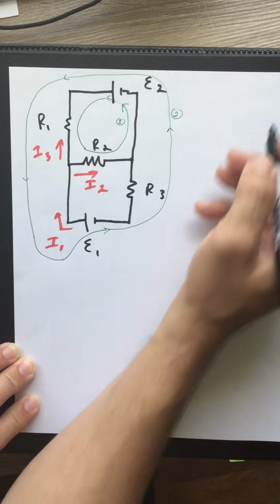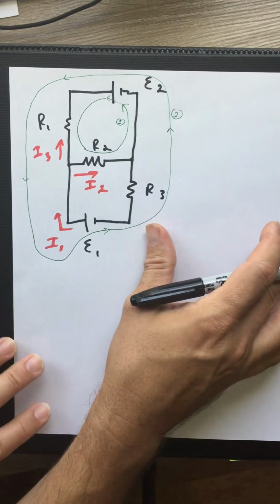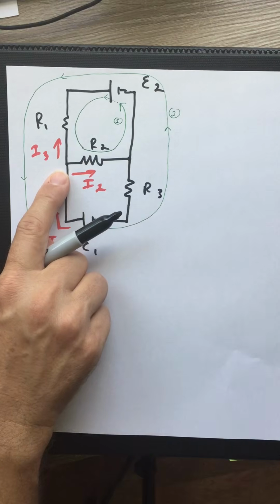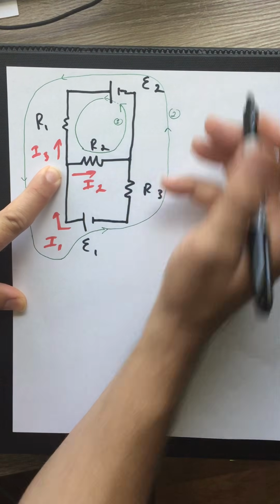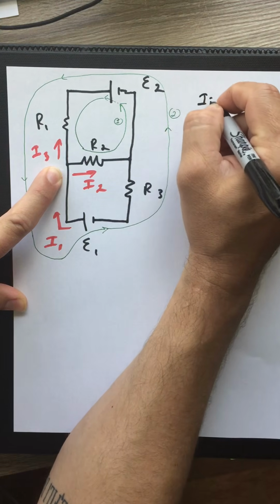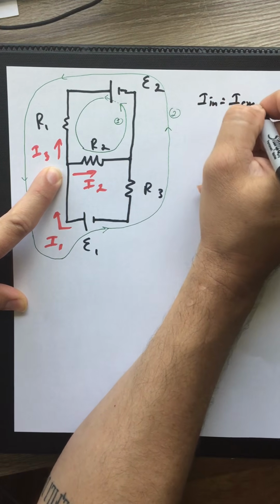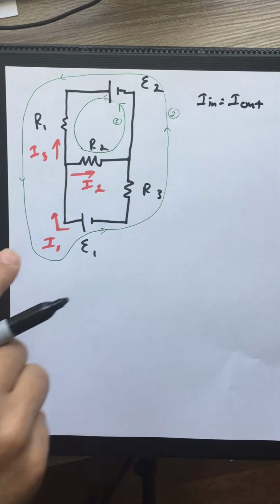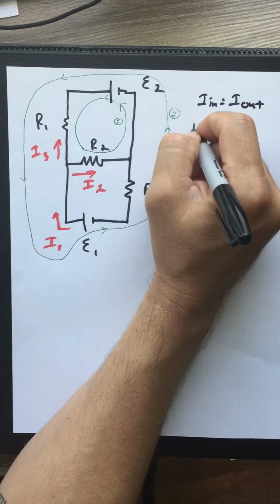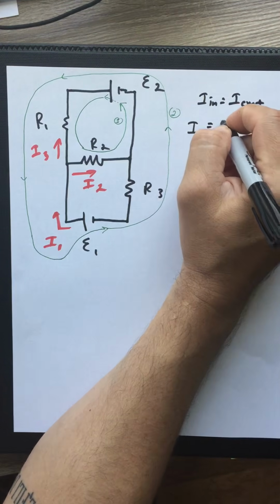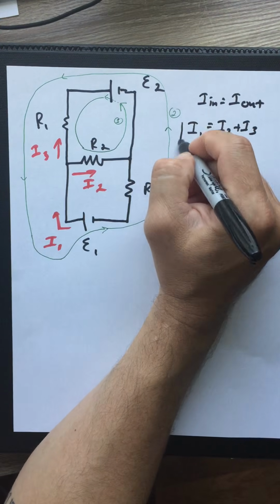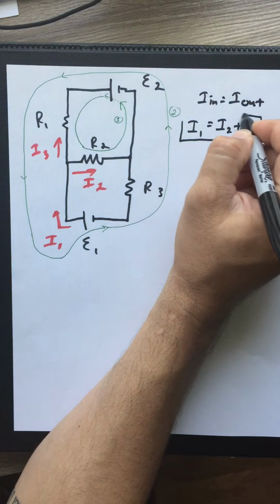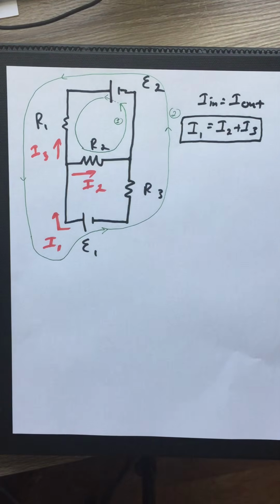But we know already the junction equation because I looked at it on the previous page, but let's remind ourselves. If I'm looking at this junction, I've got I in equals I out. Flowing into that junction, I've got I1. Flowing out, I've got I2 plus I3. And that is one equation that I will be able to use to solve this system. I need a couple more.